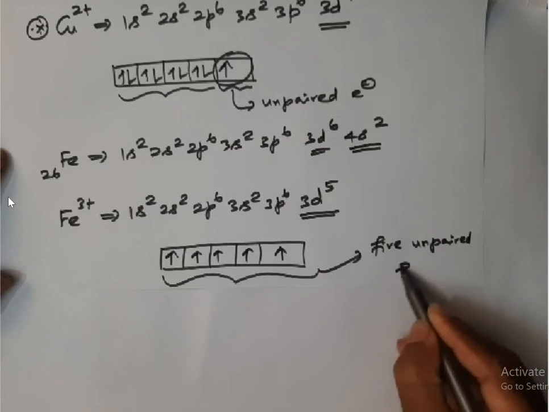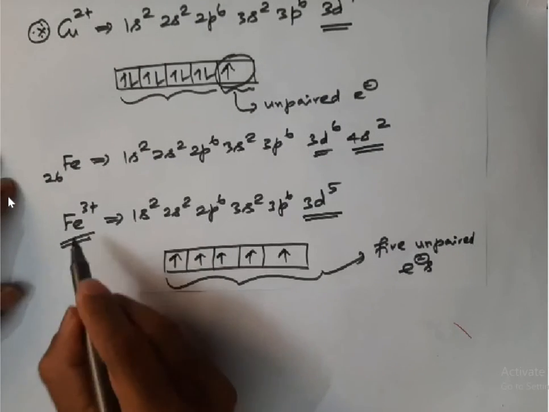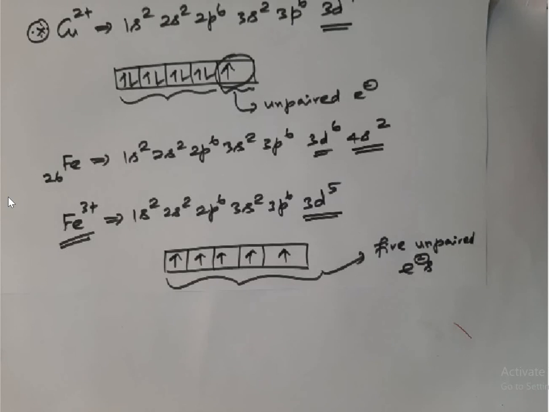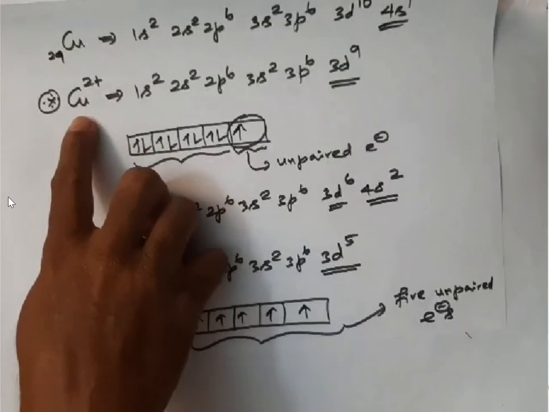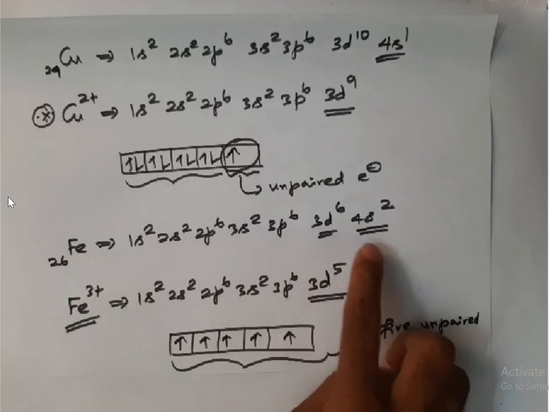There are 5 unpaired electrons present in the Fe3+ ion. Therefore, the ferric ion acts as a paramagnetic substance. Ferric ion is paramagnetic. Okay. Similarly, here cupric is paramagnetic. I am not talking about iron. Iron also has unpaired electrons.